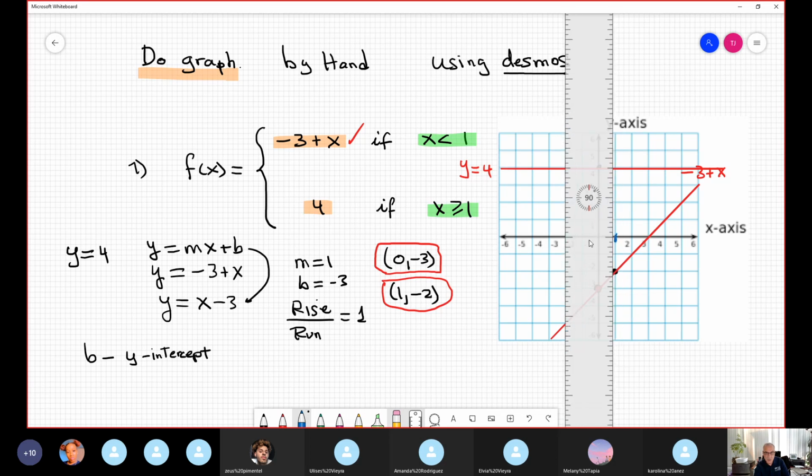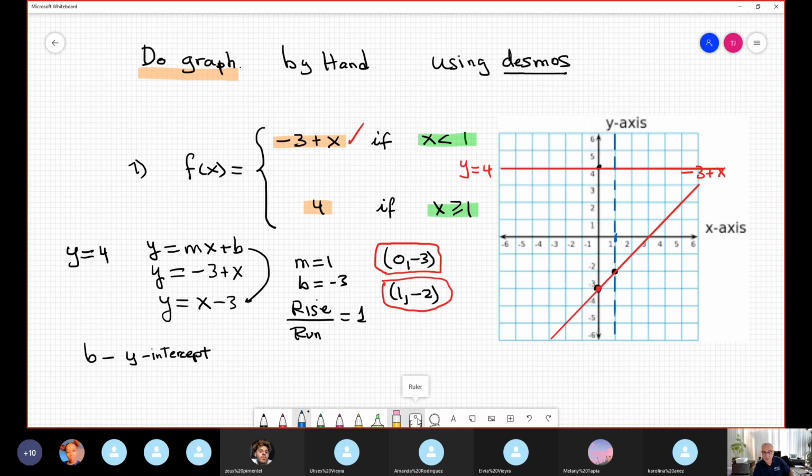But in this case, this is auxiliary construction. Therefore, I put a dotted line because this dotted line helps me to understand that we have two semi-planes. So our original plane is split into semi-planes. This is to the left, it's obvious, because it's less than 1. And this is to the right, including 1. Okay?